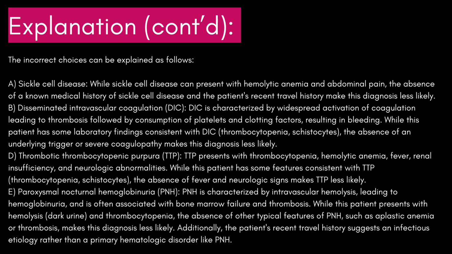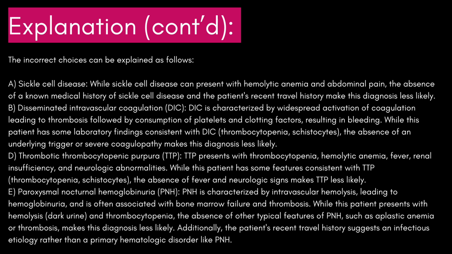B, disseminated intravascular coagulation, DIC. DIC is characterized by widespread activation of coagulation leading to thrombosis, followed by consumption of platelets and clotting factors, resulting in bleeding. While this patient has some laboratory findings consistent with DIC, thrombocytopenia, schistocytes, the absence of an underlying trigger or severe coagulopathy makes this diagnosis less likely.